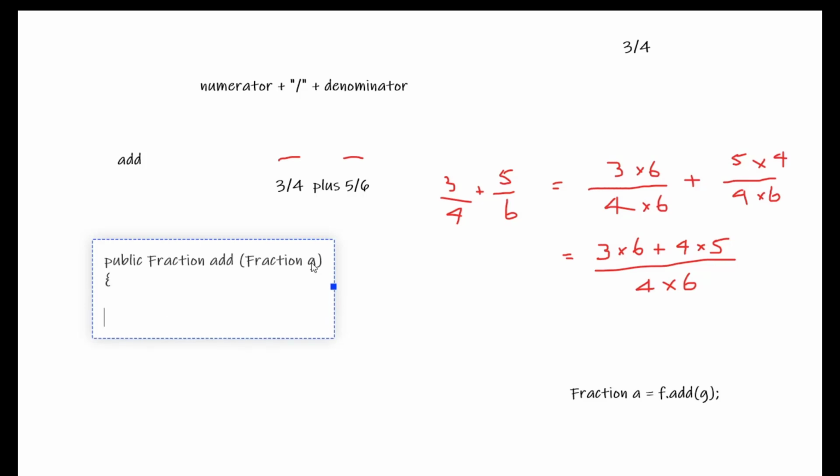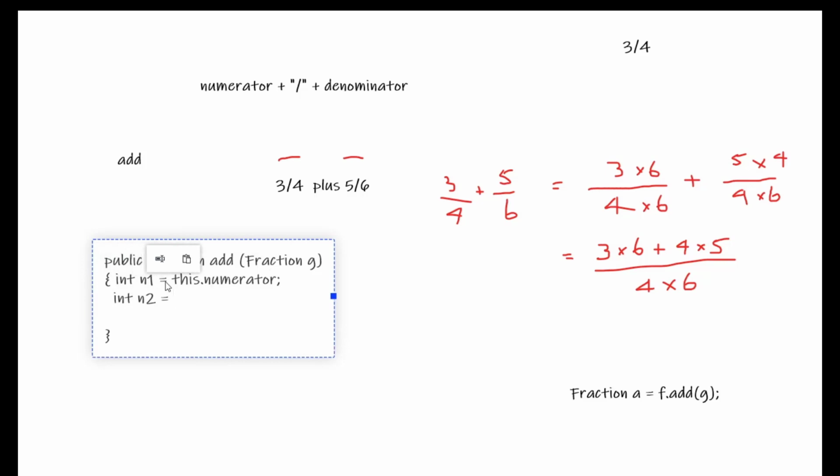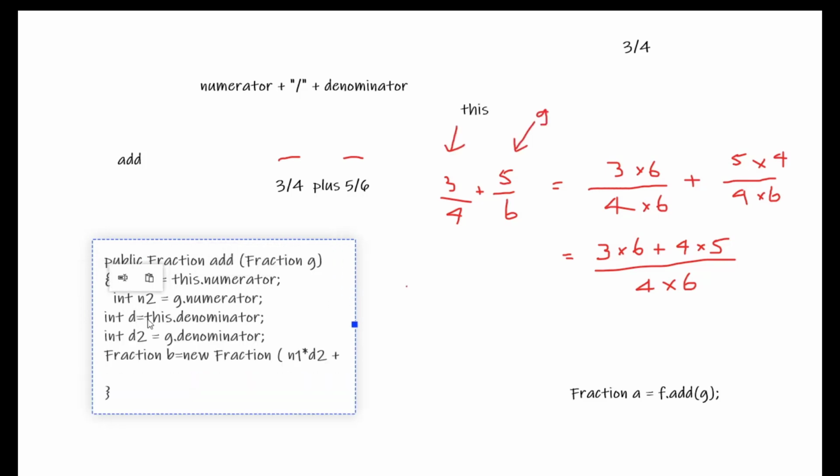And let's think what it's going to do. You're going to need to get the numerator and denominator from, in this case, f and g, but since we don't know that the thing is f, we do know g, and they're all ints, so I can say n1 is this dot numerator, n2 is g's numerator. I can't type and talk at the same time.